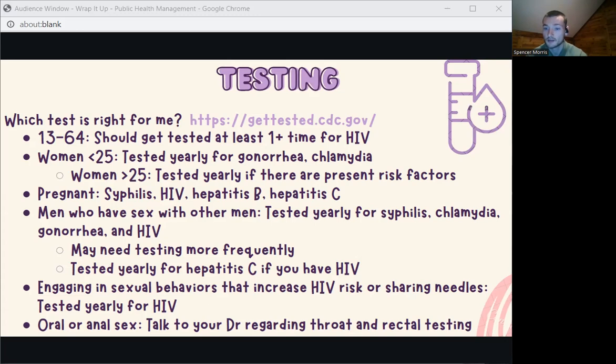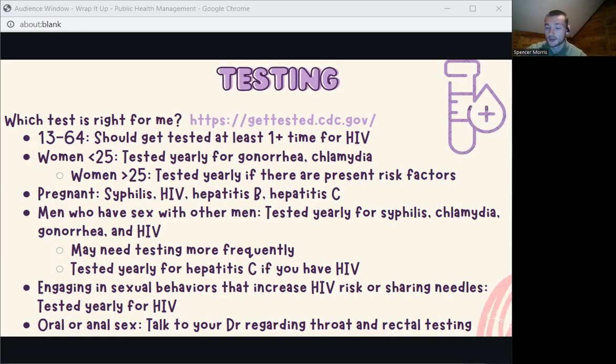In addition, the same category of sexually active gay, bisexual, or men who have sex with men should be tested yearly for HIV, and again, may benefit from more frequent testing. In addition, if you are living with HIV, you should be tested at least once a year for hepatitis C.